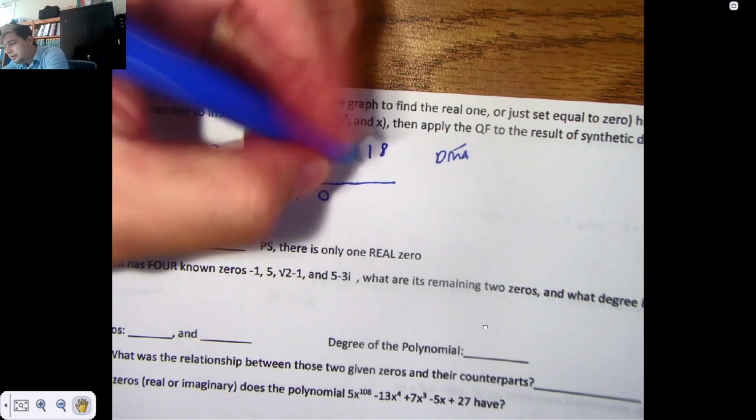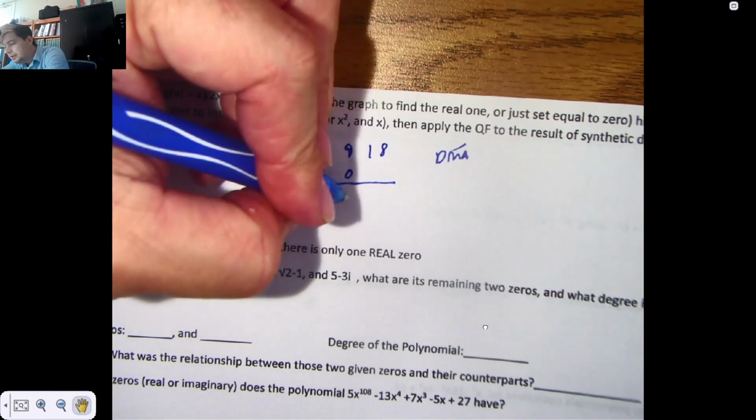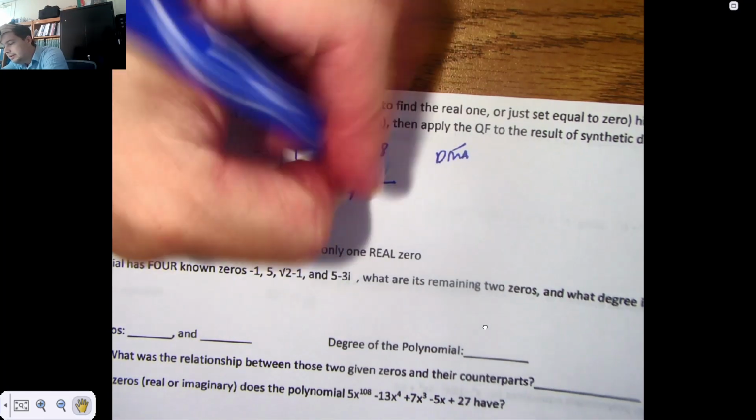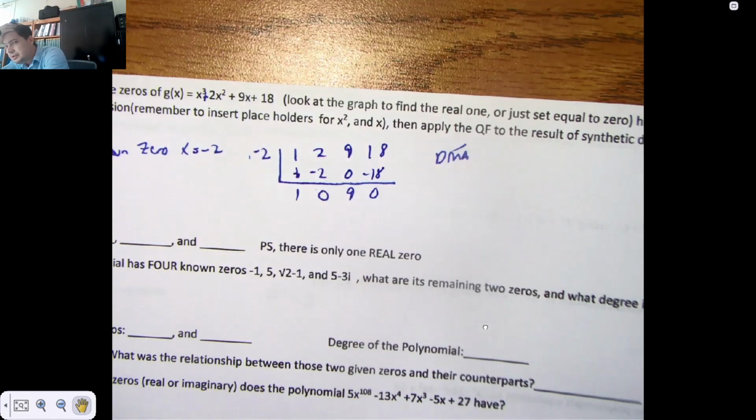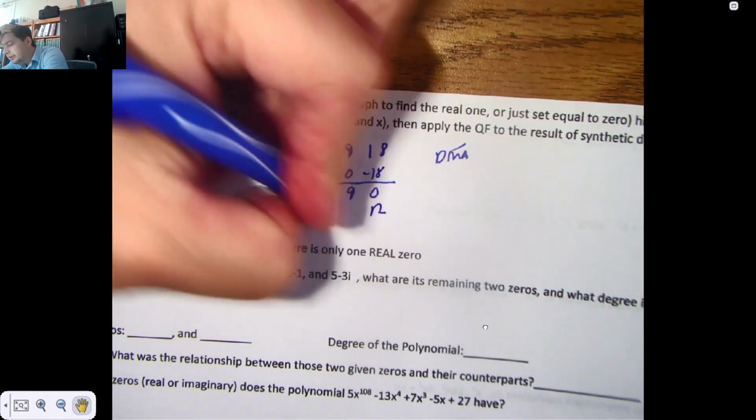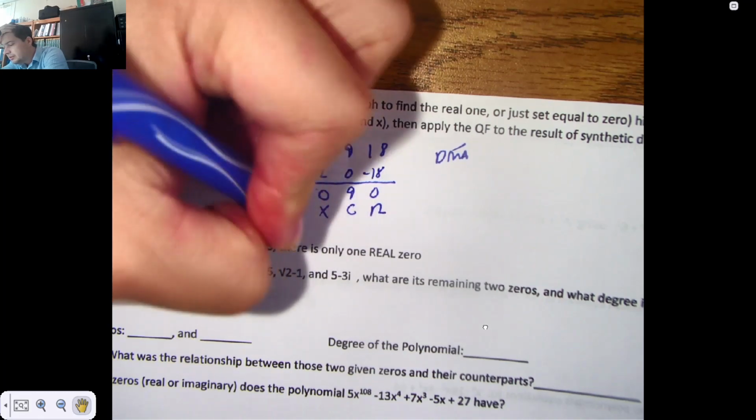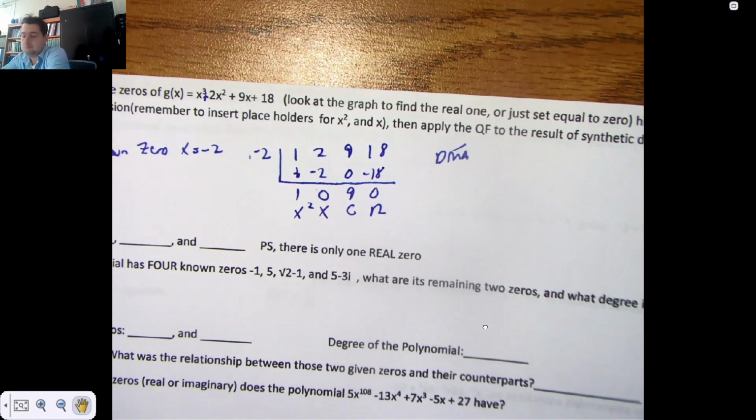-2 times 0 is 0. 9 plus 0 is 9. -2 times 9 is -18. And surprise, there's a 0. And for, I don't know, the 10th time with y'all this year, remainder zero means the constant is a factor, leaving x squared plus 9. Cool. All right.